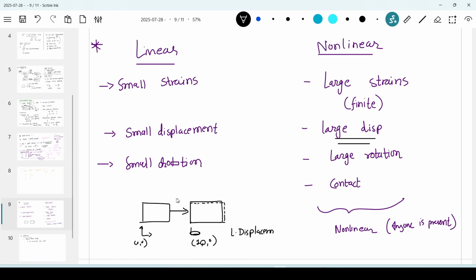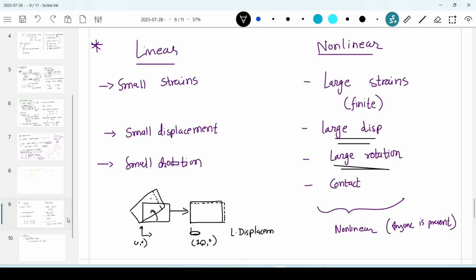There can be large rotation as well. Let's say there is a rotation from here. The strains are still small, but the rotations are large. So that is a large rotation, small strain problem. And there are so many applications, real examples for this.